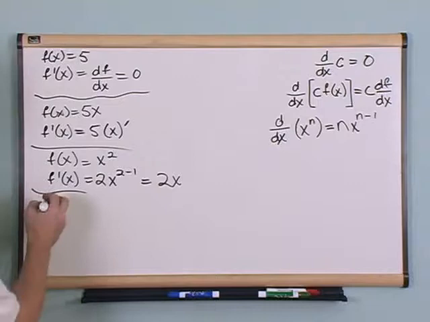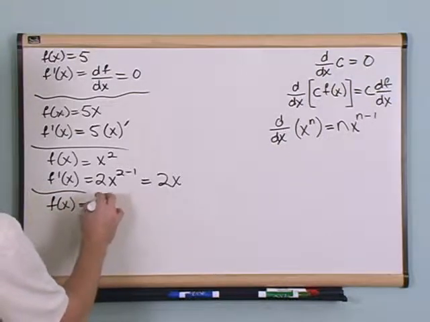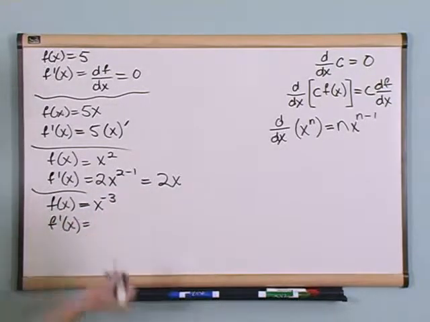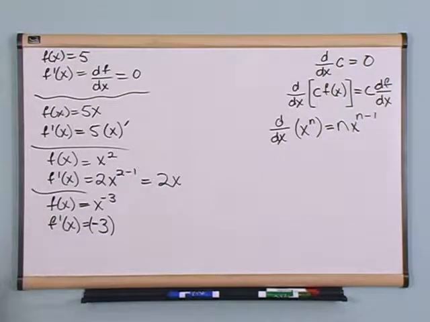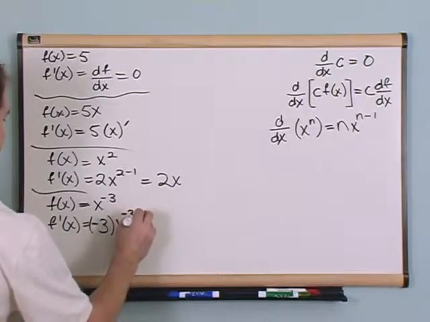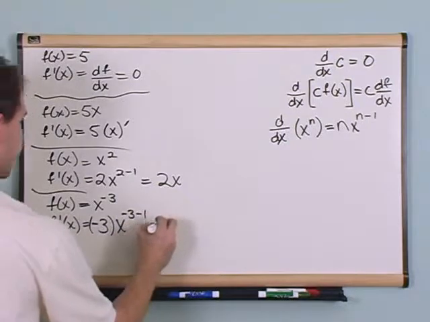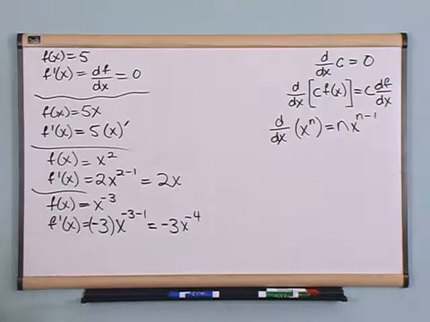Another one, just to practice it, if you have f of x equals x to the minus 3, then how would you take the derivative? F prime of x equals, take the exponent, in this case negative 3. Here I'm going to put parentheses around it just to be clear. It's negative 3 times x to the negative 3 minus 1. It's the same formula. Negative 3, you subtract 1 off. So you'll get negative 3 x to the negative 4. Okay? Easy, easy, easy, right?